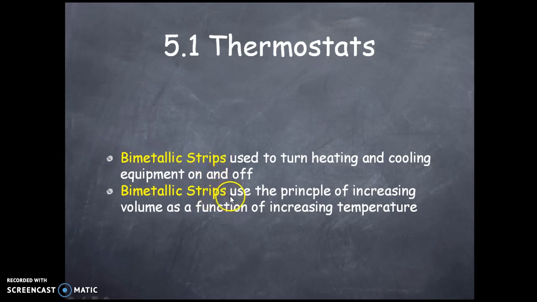These bimetallic strips use the principle of increasing volume as a function of increase in temperature. As soon as the temperature increases, those strips expand and turn the switch on. And once the temperature cools down, they shrink, making the system shut off automatically.